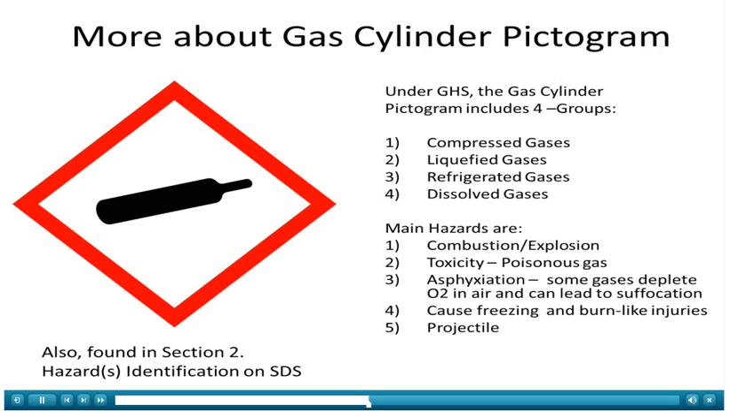They could cause various health problems depending on the specific gas, its concentration, the length of exposure and the route of exposure. Contact with liquefied gases in liquid form can freeze the tissue and result in a burn-like injury. Under the GHS, the gas cylinder pictogram includes 4 groups of gases: compressed gases, liquefied gases, refrigerated gases, dissolved gases.